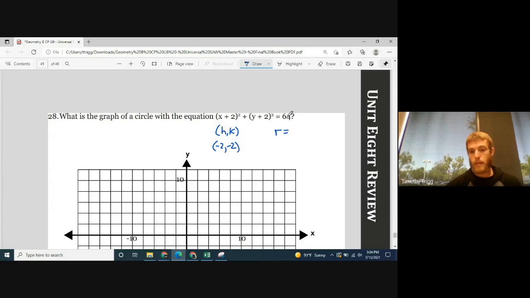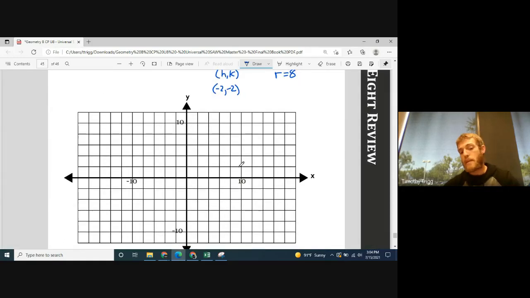So then here, our radius, well, remember the r squared is usually what's right here, so that's 64 in this case. So how do I figure out my radius? Well, you square root both sides to get my radius. r equals 8 in this case. So what we're going to have is a circle with radius 8, and its center is at negative 2, negative 2.